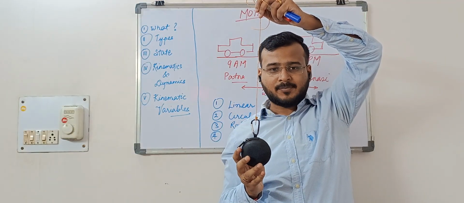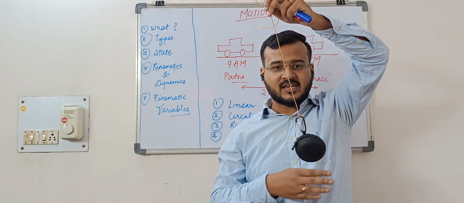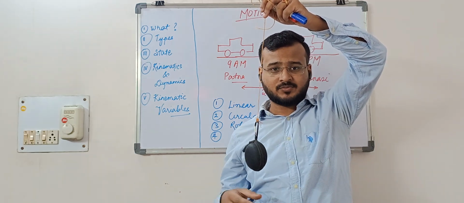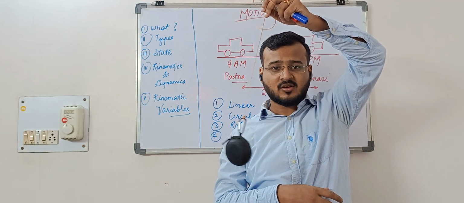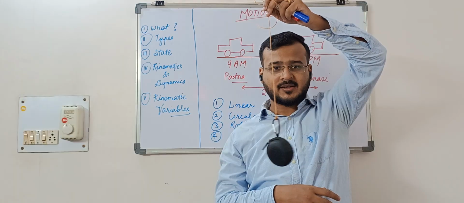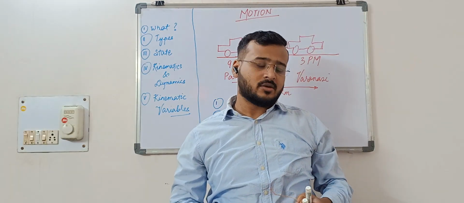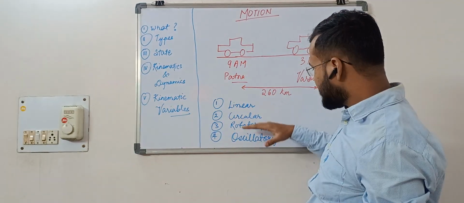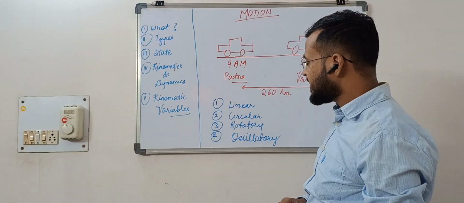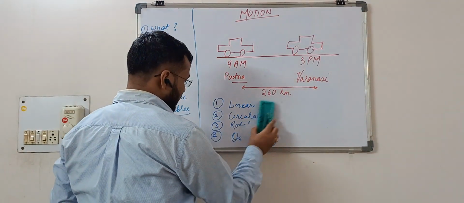And suppose we apply some kind of force. The object starts oscillating about its mean position. It covers distances on both sides of the mean position, right? And this is a very simple example of oscillatory motion, right? So these are the four motions that we need to understand. After that, we will move on to our next topic.